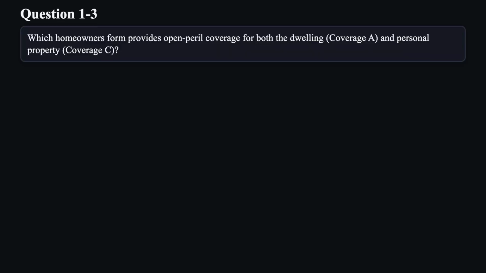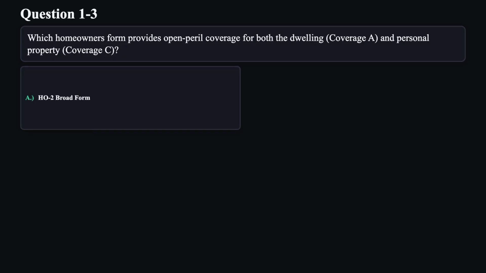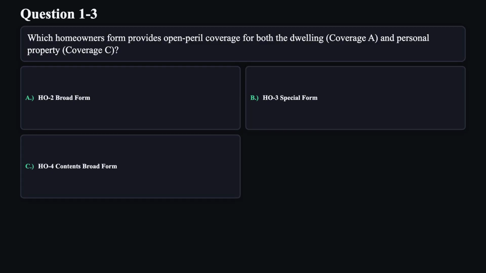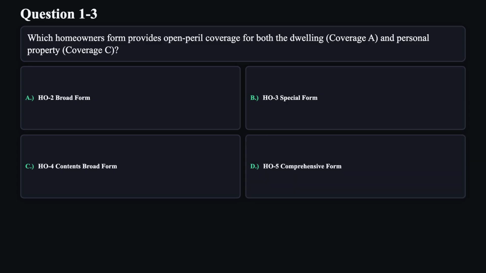Question 3. Which homeowner's form provides open peril coverage for both the dwelling, coverage A, and personal property, coverage C? A. HO2 broad form. B. HO3 special form. C. HO4 contents broad form. D. HO5 comprehensive form.